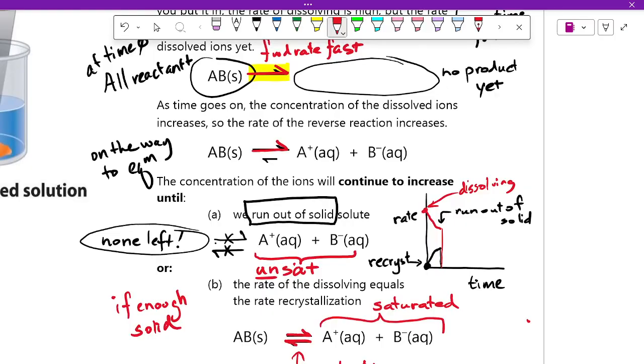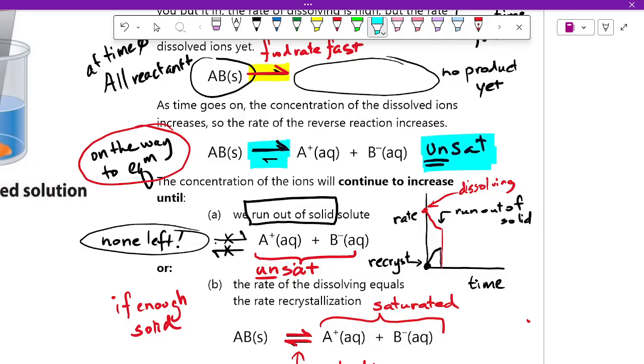So while we are on the way to equilibrium, let's just backtrack for a moment. If we are on the way to equilibrium, is this a saturated or an unsaturated solution? Have we dissolved as much as possible if we're on our way to equilibrium, but we've not yet reached equilibrium? It is unsaturated. Okay, so this is unsaturated.